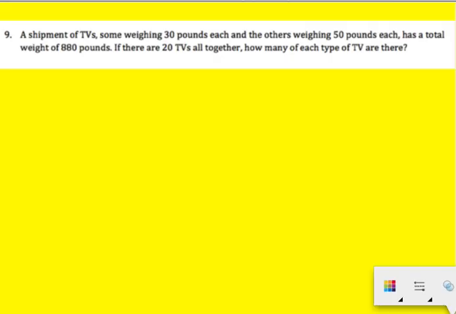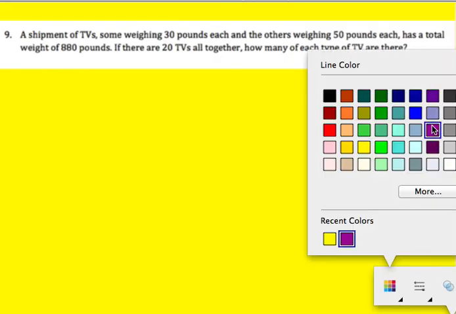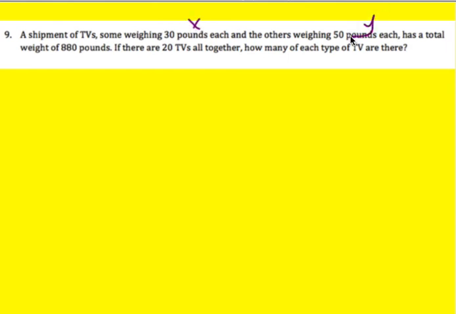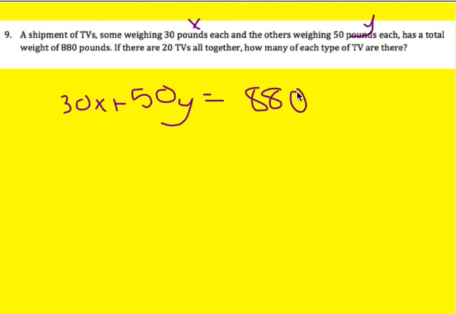Okay, so then what I want to do is, this will let me. We want to say that our 30-pound TVs are X and our 50-pound TVs are Y. So for every X 30-pound TV and every Y 50-pound TV, it's going to weigh a total of 880 pounds. Okay, and there's 20 total TVs together, so that means X plus Y needs to be 20 TVs.